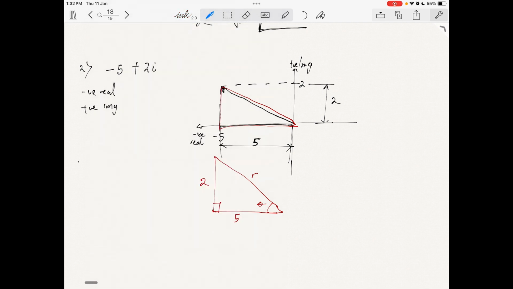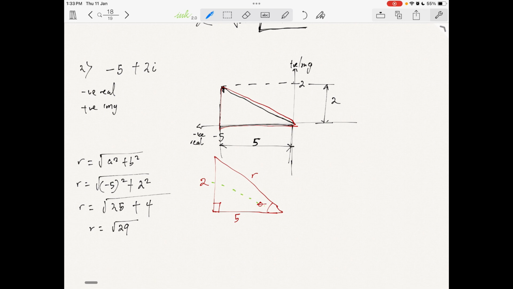After that being done, we can calculate our r to be equal to the square root of a squared plus b squared. That will be r is equal to the square root of minus 5 squared plus 2 squared. So r is equal to the square root of 25 plus 4. So r is equal to the square root of 29. The angle theta is facing which side? Angle theta is facing this side. So the 2 becomes the opposite and the 5 becomes the adjacent.